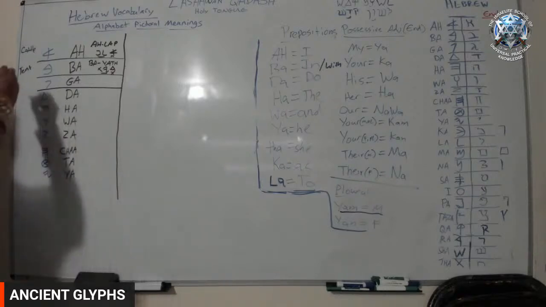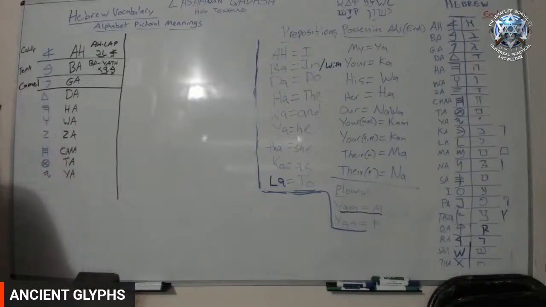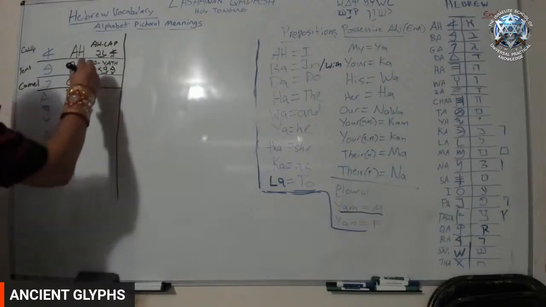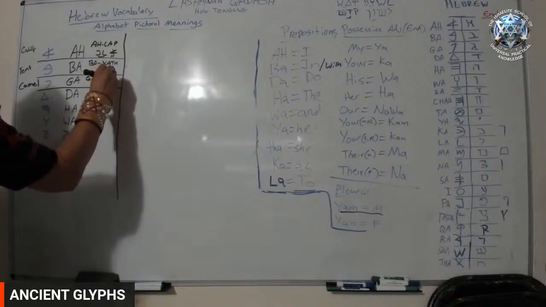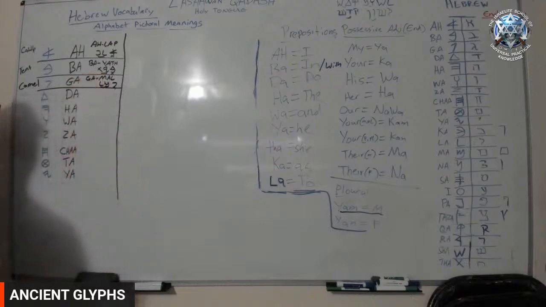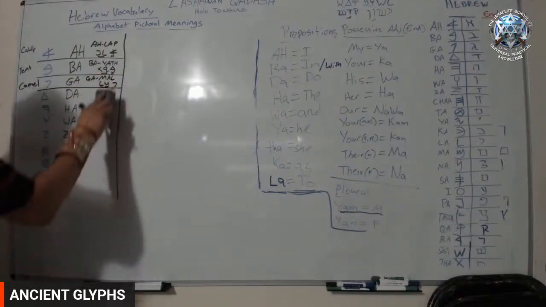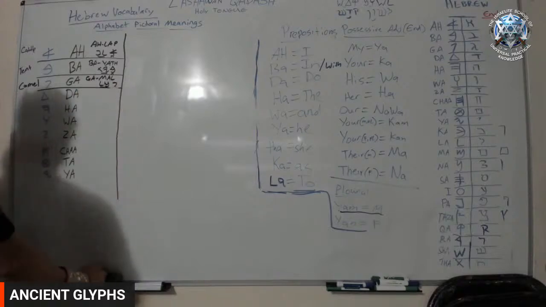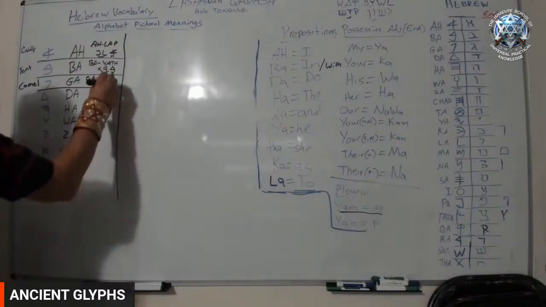Gam means camel. You understand? And then the pronunciation is gamal. I don't want that to be mistaken as any other character. Let me clear that up a little bit.